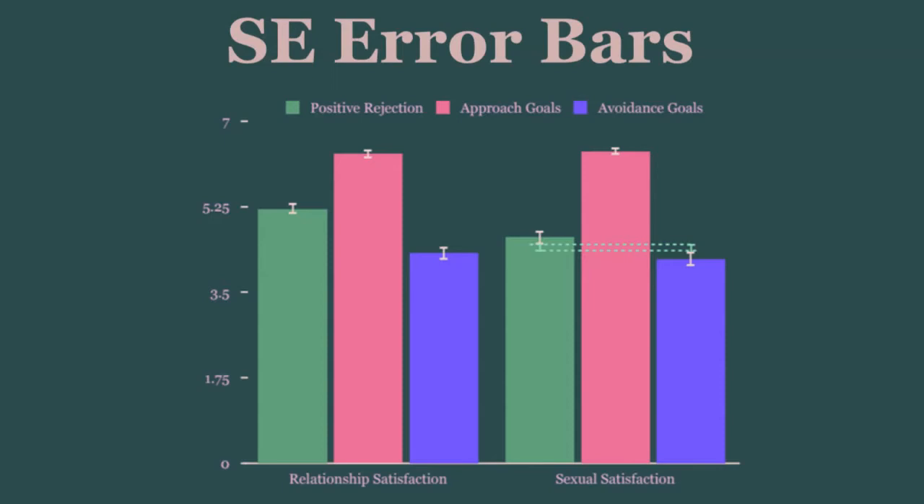However, we have to do more than simply look at the error bars to make this assessment. If the error bars overlap by a second error bar length, the means are not significantly different. If they do not overlap, then they are significantly different. I visualize doubling the length of both error bars and determine if it touches the other. As we can see here, the positive rejection group did not differ from the avoidance group in sexual satisfaction.